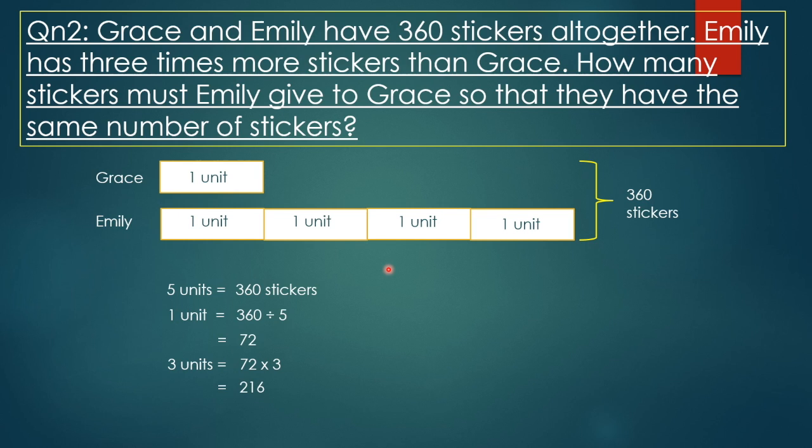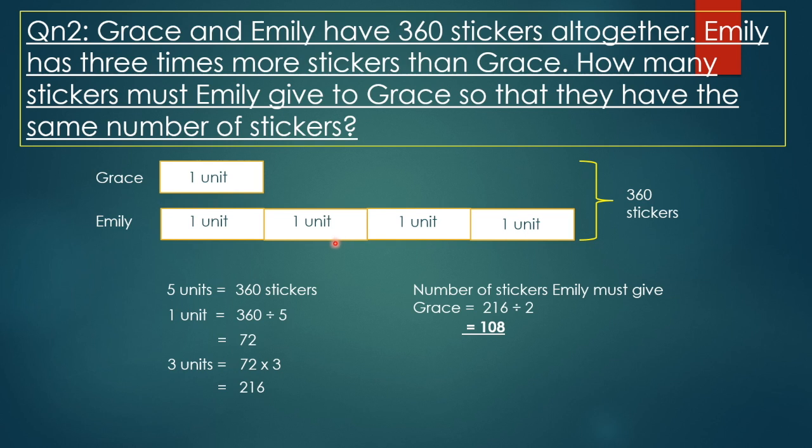So Emily has 216 stickers more than Grace. And if they split these extra stickers, actually they will have the same number of stickers, right? So all you have to do is just split these 216 extra stickers equally between Grace and Emily. So the number of stickers that Emily must give to Grace would just be 216 divided by 2. And that gives you 108 stickers. So that's one method of solving this question.